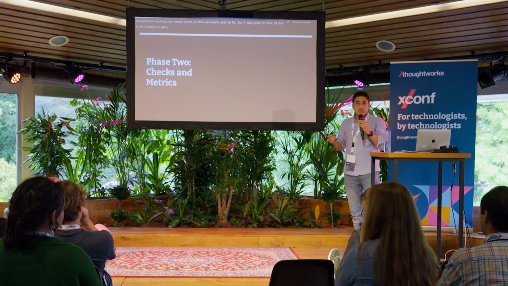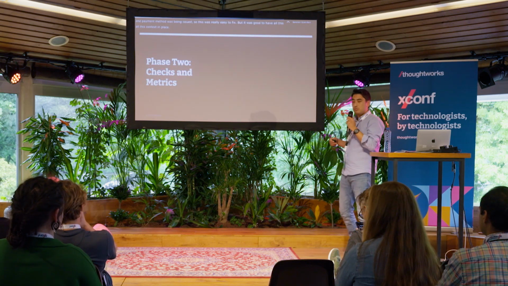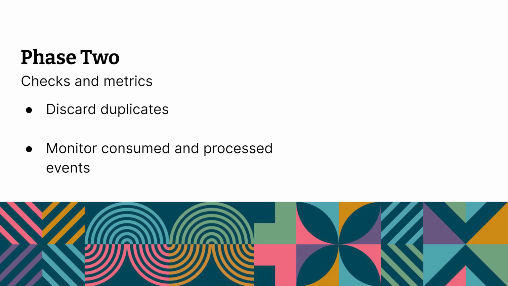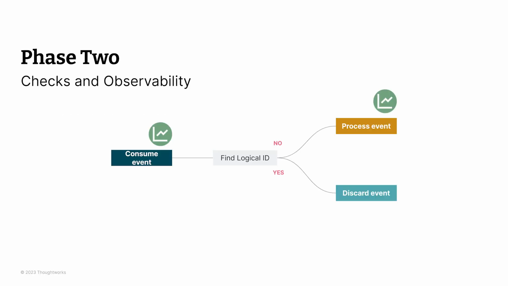So once we were confident about the data quality, we would move on to phase 2 to add some checks and metrics. If you recall, in phase 2, we wanted to address duplicity and also make our service a little bit more observable for the migration. In order to do this, after consuming an event, we would just publish a metric, and then we would validate if that message was already processed.